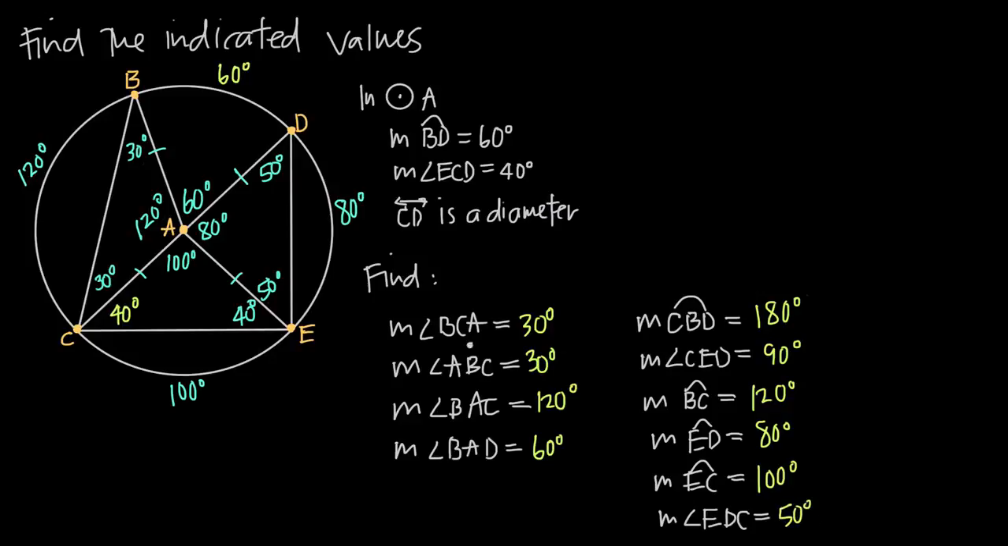So I've already found everything that I've been asked for just by labeling the circle using the isosceles triangle theorem, the fact that the interior angle measures of a triangle sum to 180, and what I know about inscribed and interior angles of a circle.